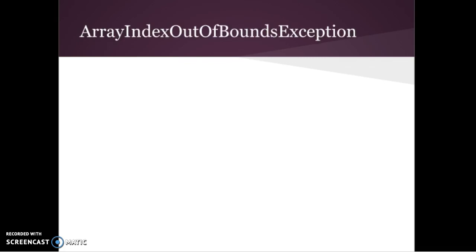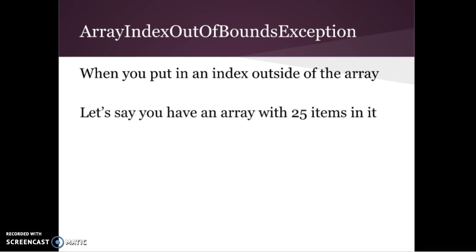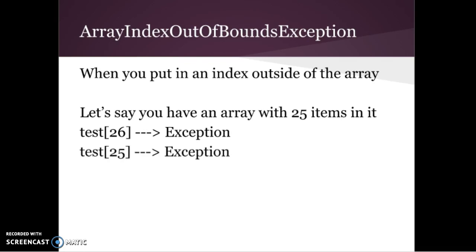This is an exception that you're going to get a lot once we start working with arrays. When you put in an index outside of the array, you're going to get an array out of bounds exception. So let's say you have an array with 25 items in it. If you did test[26], you would get an exception. So you'd hit compile and it would show up with a bunch of red text. That's because there isn't a 26th item. You'd also get an exception if you did test[25], because since there's 25 items in the array and the indexing starts at 0, the largest item is indexed at 24, so the item at the 25th index doesn't exist. So those would both result in exceptions.